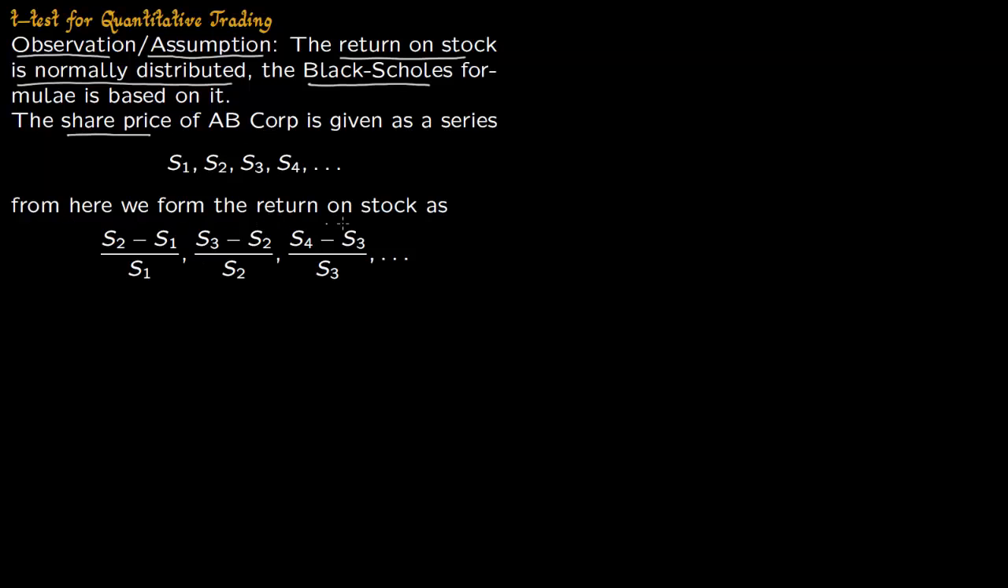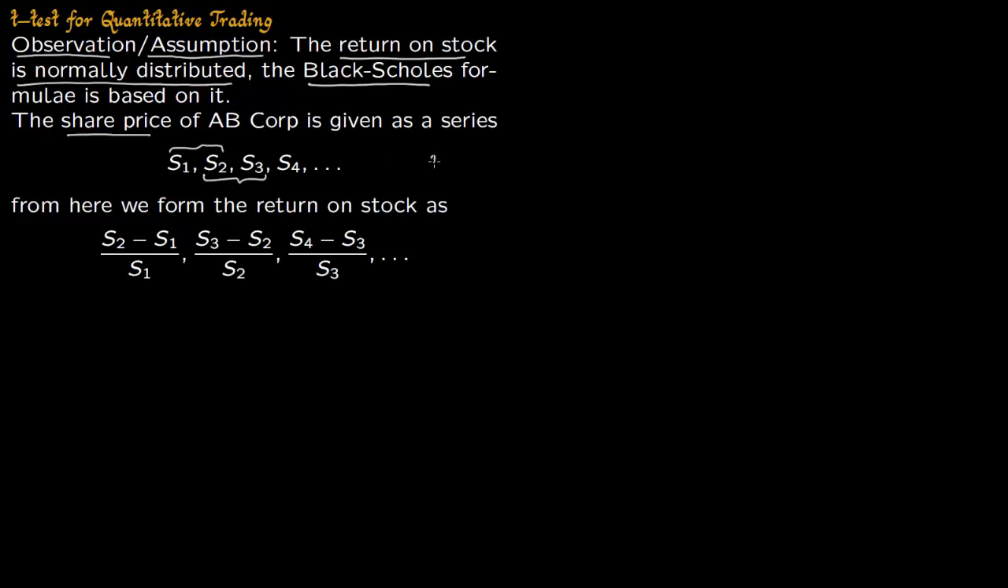From there you form the return on stock. So you have S2 minus S1 over S1. You take the difference between these two terms and divide it by S1. Then S3 minus S2 over S2, the difference between these two terms divided by S2. Then S4 minus S3 divided by S3 and so on. So this is the return on stock.